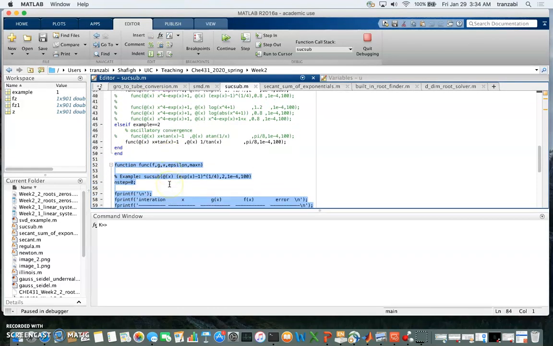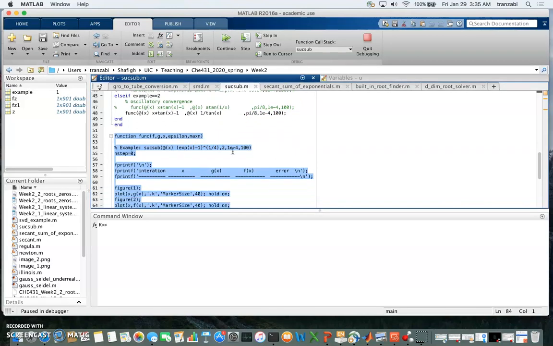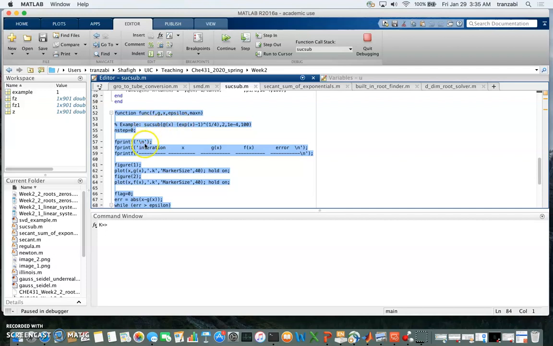Now I'm going to define what f is, what g is, and other variables. So f is going to be the first argument, which is x tan x minus 1. g is the second argument, 1 over tan x, and x is the initial guess, in this case pi over 8. Epsilon is 10 to the minus 4, which is the threshold, and the maximum number of iterations is 100. So in this function, I first create the headers for my table. I'm going to make a table of x and g of x, number of iterations, f of x, and the error at every step.